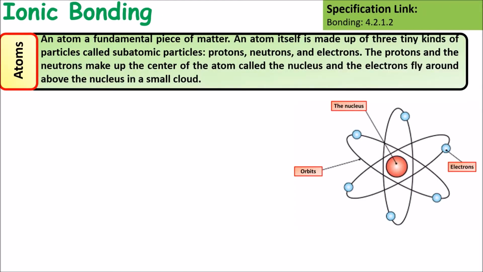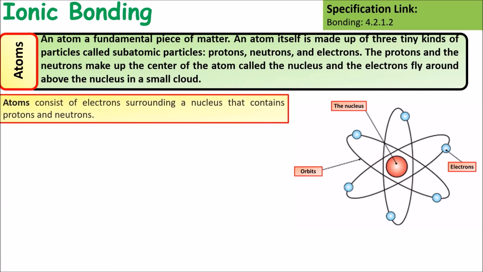So, if we remember, an atom is a fundamental piece of matter. An atom itself is made up of three tiny kinds of particles, or subatomic particles. So it's made of protons, neutrons, and electrons. The protons and neutrons make up the centre, which is called the nucleus, and the electrons fly around the outside. Some key words that we need to know are the atoms.